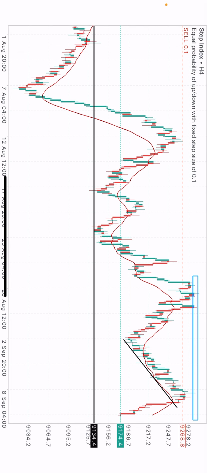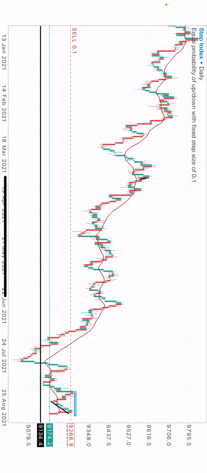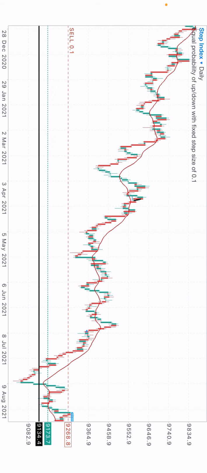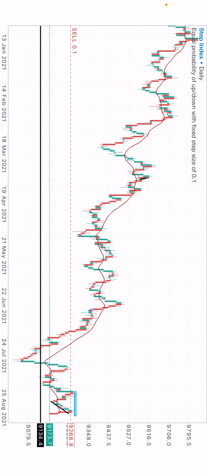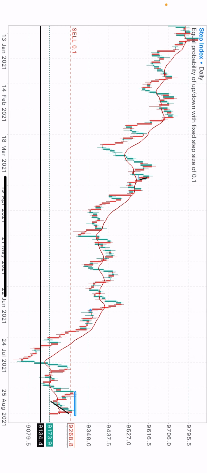I want to explain how I took this trade on Step Index. One thing is that many of you that are active know that I don't really rely on Boom and Crash again, because there are lots of manipulations on Boom and Crash. I think I took this Step Index trade 3 days ago. I gave it as a signal in my VIP.